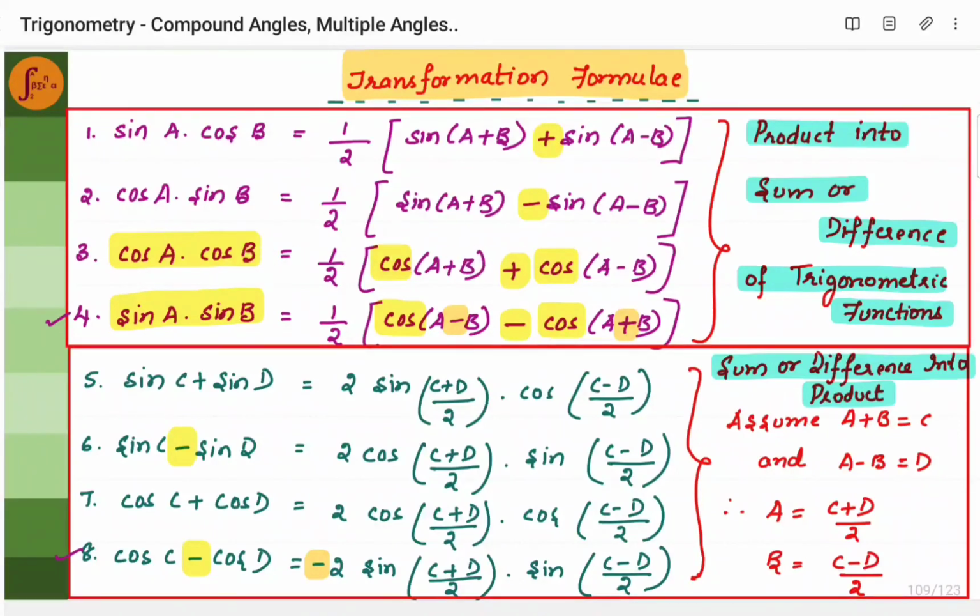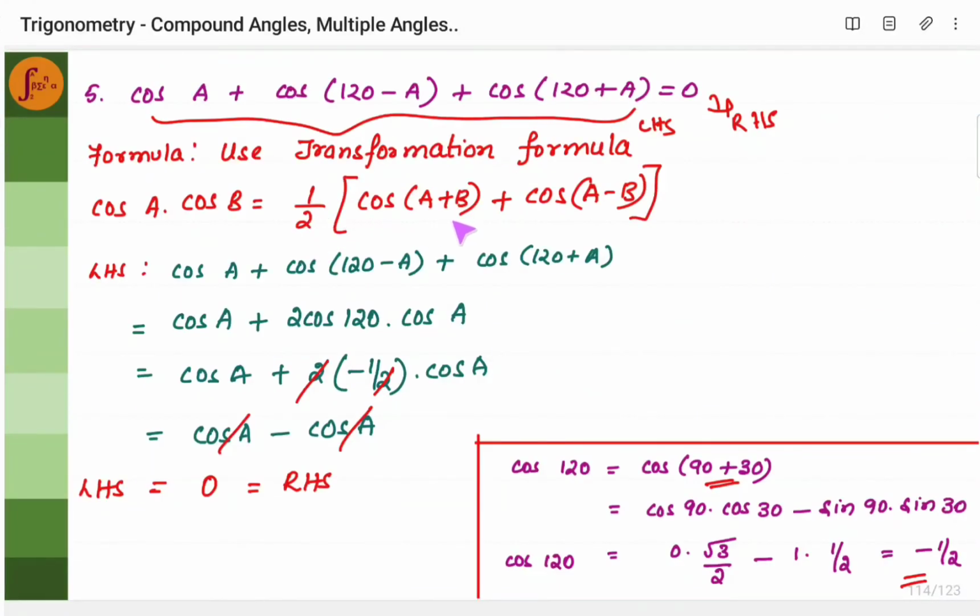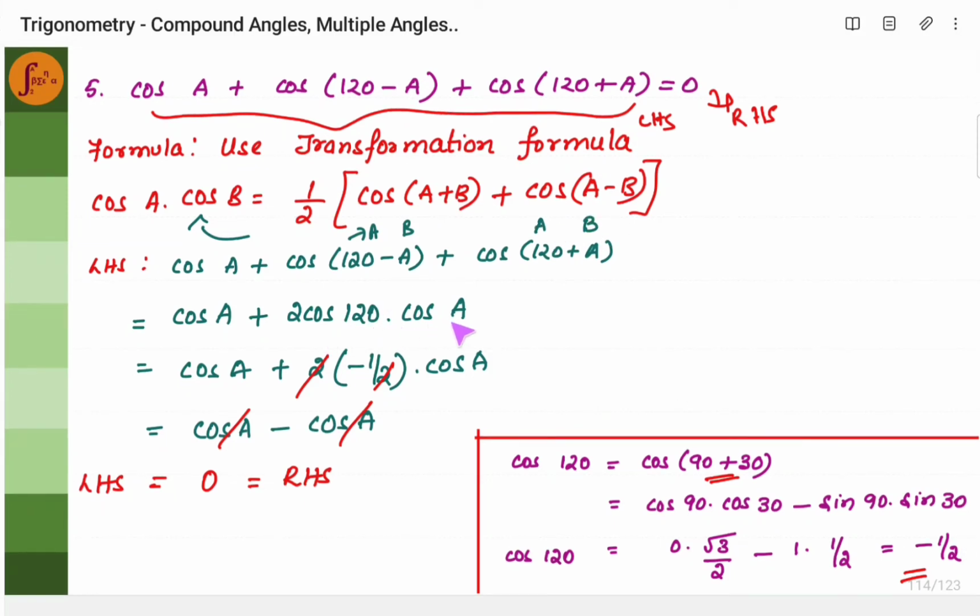Now let's use this particular formula. So half into cos A plus B plus cos A minus B is cos A cos B. What we will do, cos 120 minus A plus cos 120 plus A, we shift this to this side, so it will become 2 cos A cos B. So this is A, this is B, this is A, and this is B. So 2 cos 120 into cos A.